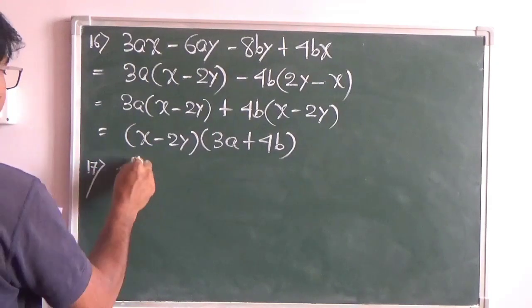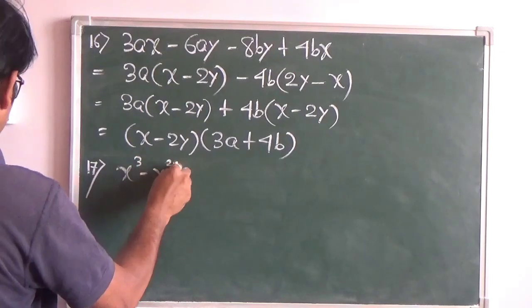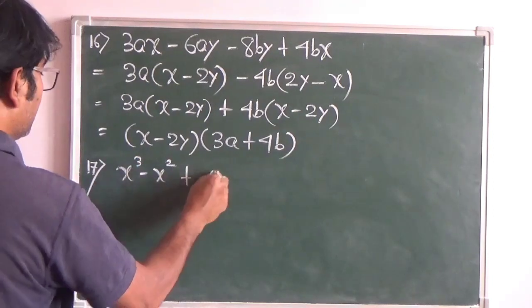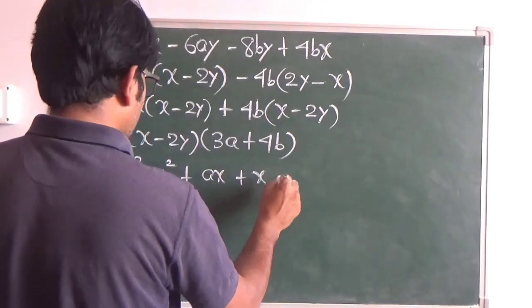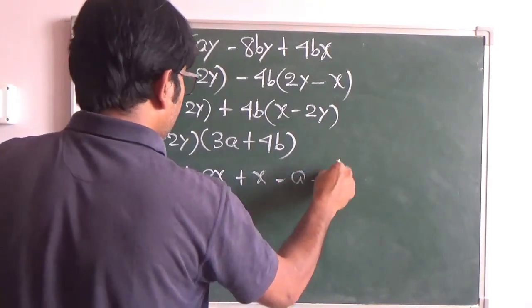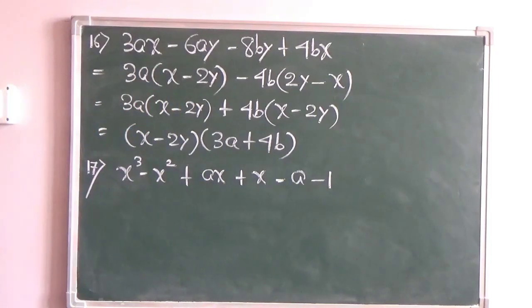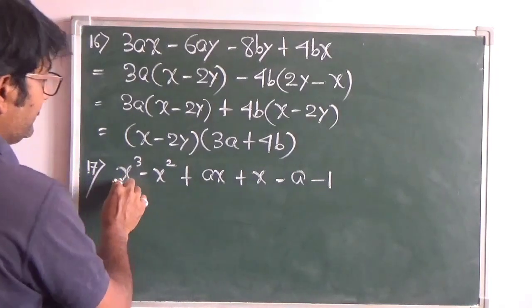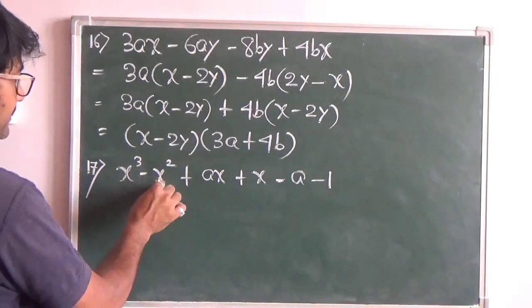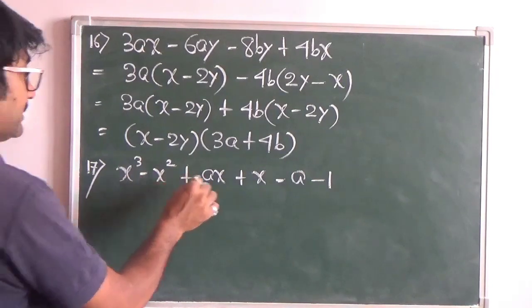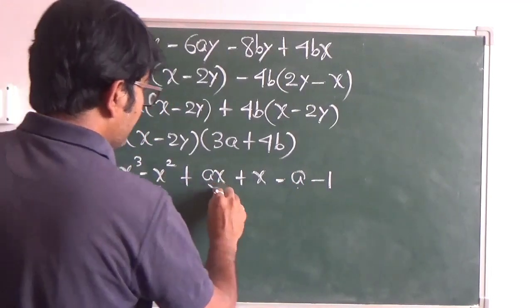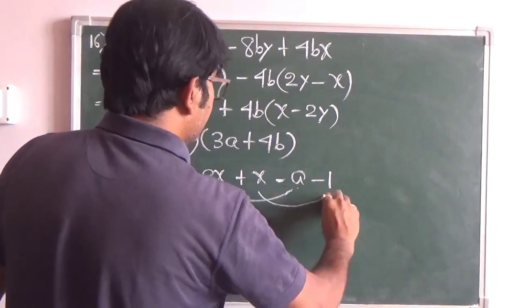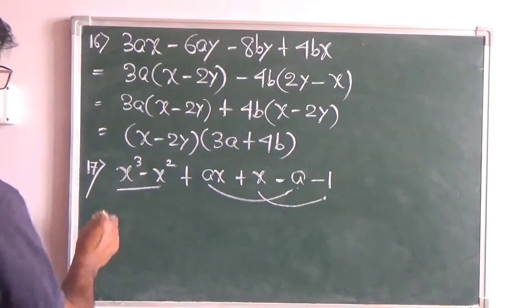X cube minus x square plus x minus a minus 1. So if we take x square common, you get x minus 1. If you take a common, x minus 1. So our group is this one, ax minus a and x minus 1. So let us see. We arrange it and write.